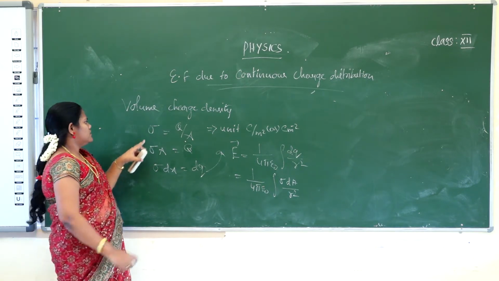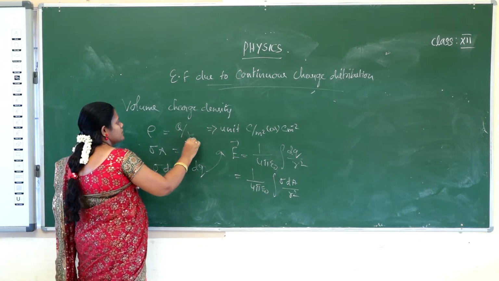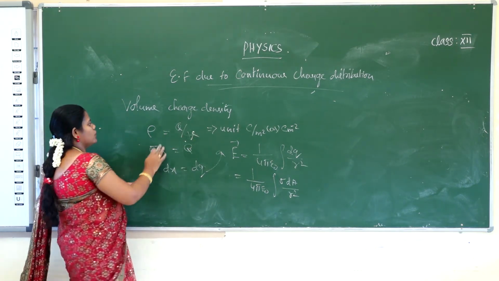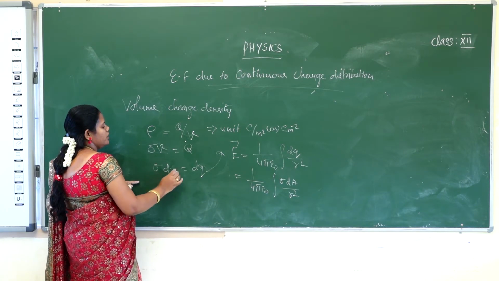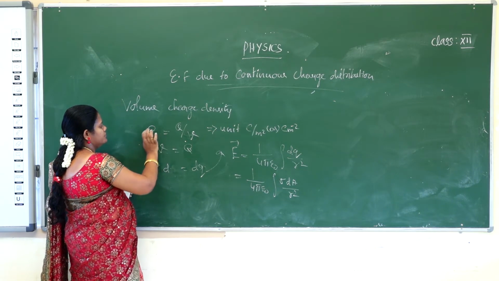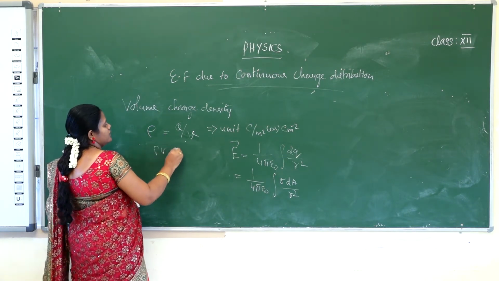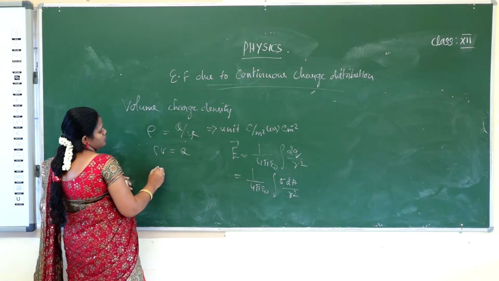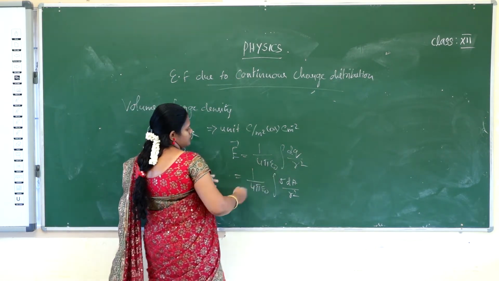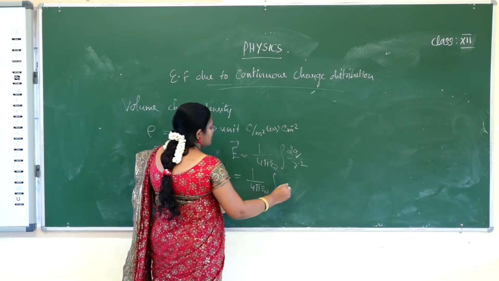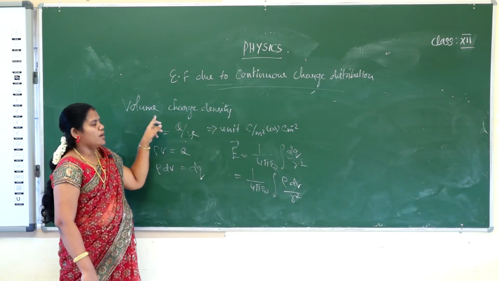Volume charge density is denoted as rho, charge per unit volume. So rho times the volume V is equal to the charge. So rho into dV is equal to dQ. Substitute the value for this dQ: rho dV by r square. This is the electric field formula for volume charge density.